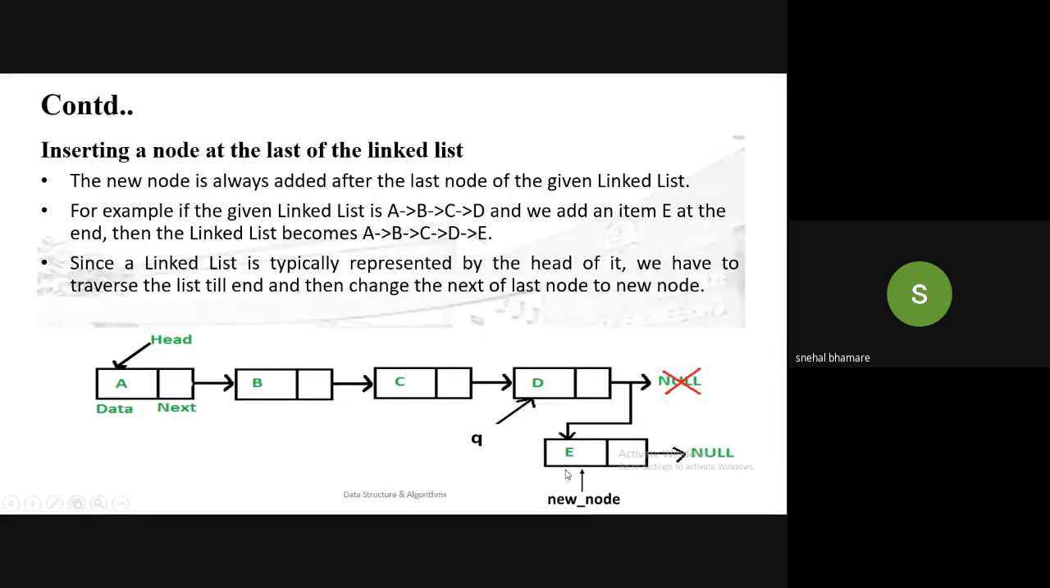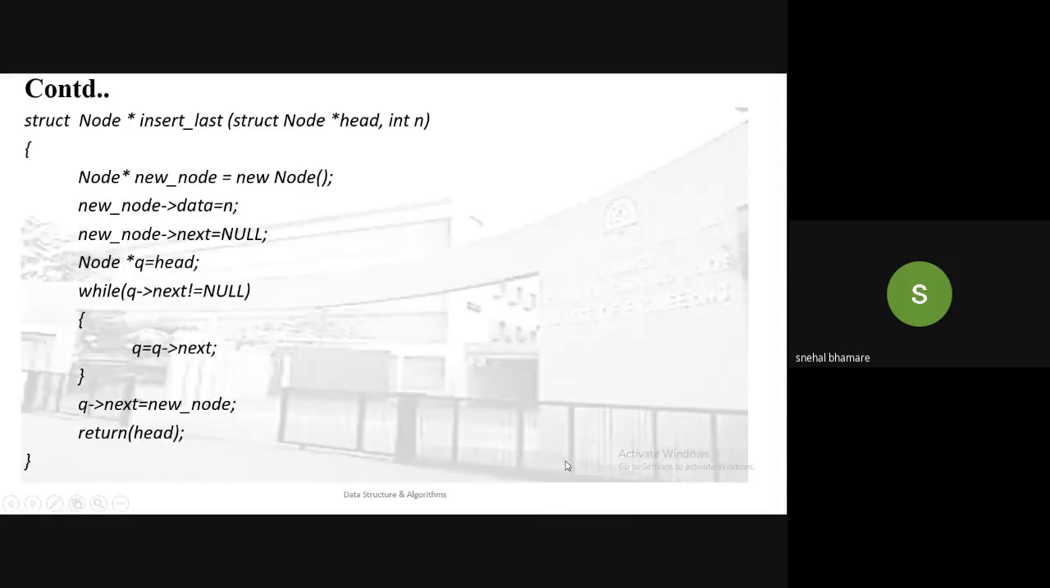And we have already created a new node, allocated memory for that. In the data part, we have copied the data. And since it is going to be a last node, its next part will point to the null, right? Once the q has reached the last node of the previous linked list, what we will do, we will just give the pointer variable, that is q next, to the new node. Getting it? It's that simple. This is the code.